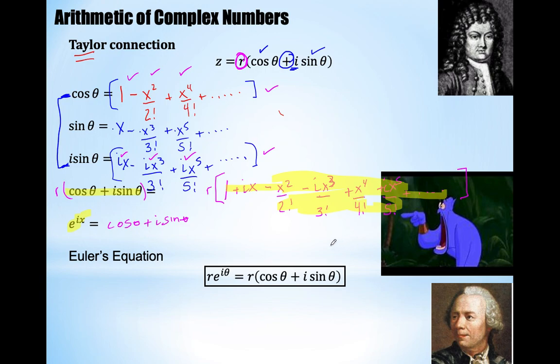Hello, Euler. r times, because I put an r out here, r times e to the i, oops, this should be a theta, e to the i theta is equal to r cosine theta plus i sine theta. Whoa. Whoa! I mean, just naturally. e happened naturally. That's why it's called the natural number. Euler named the natural number after himself.